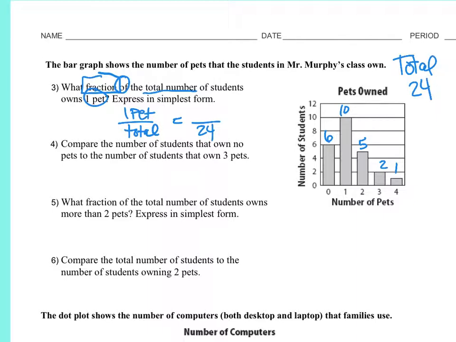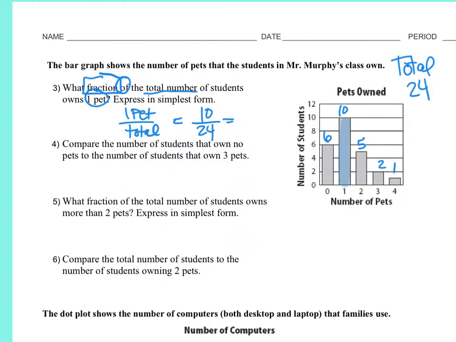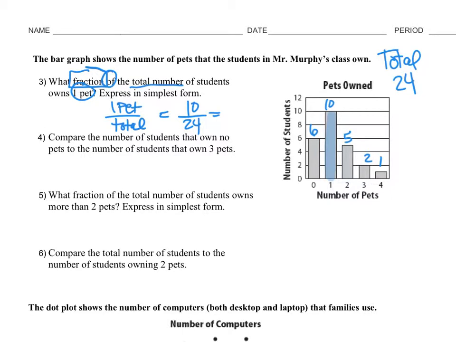Now, how many had just 1 pet? 10. There you go, 10. It's 24. Okay, so 10 over 24, what fraction? Now we want to make it as simple as possible, in its simplest form. So let's reduce it. 5 over 12.